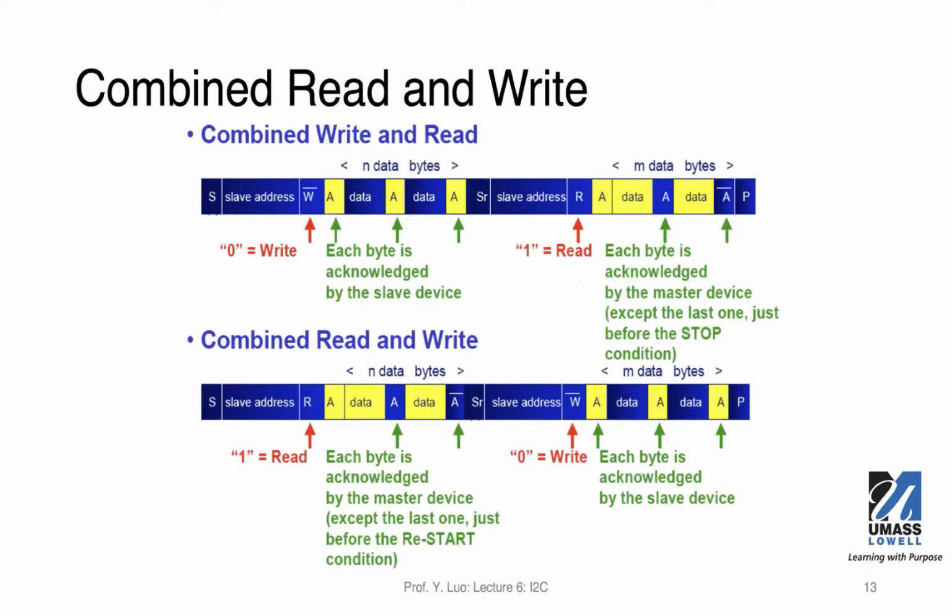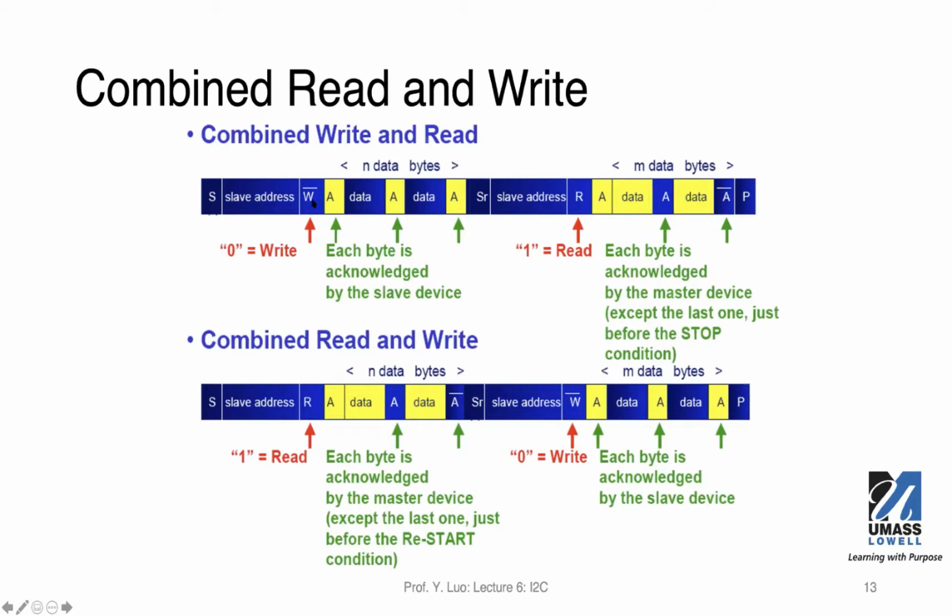Here is some more complicated case. We have combined read and write. And you can read this. Well, let me explain a little bit. So let's say the combined write and read. So you start with the start condition. Again, you send the slave address. This is important for every transaction.